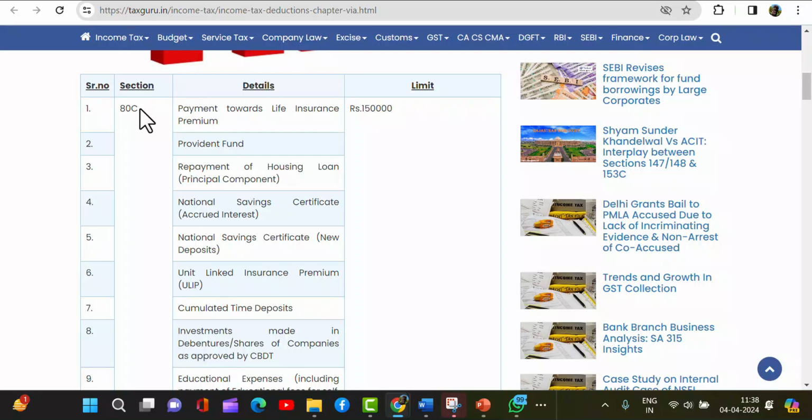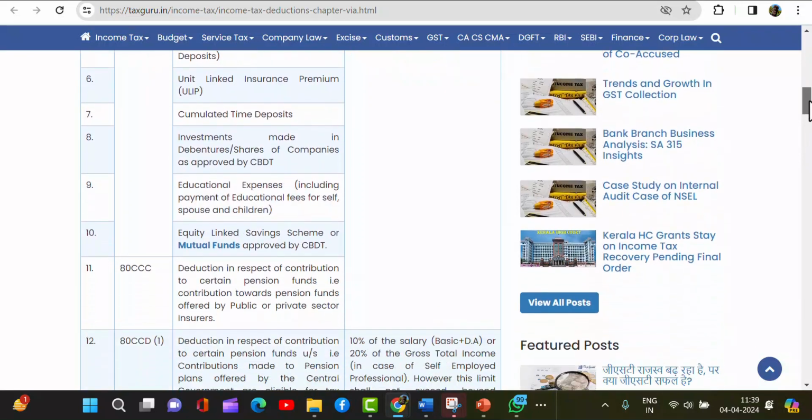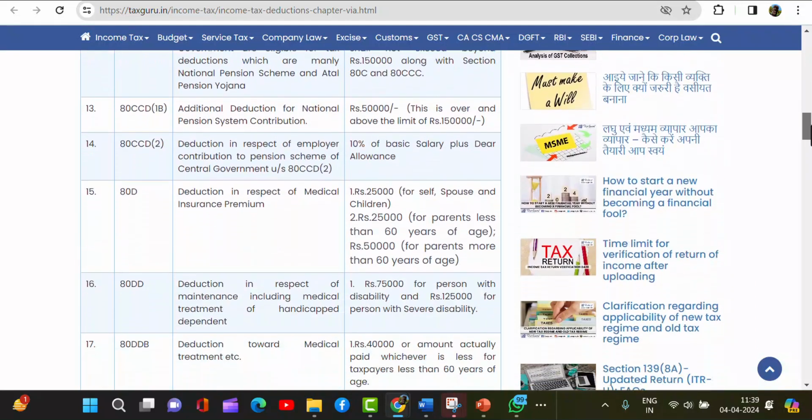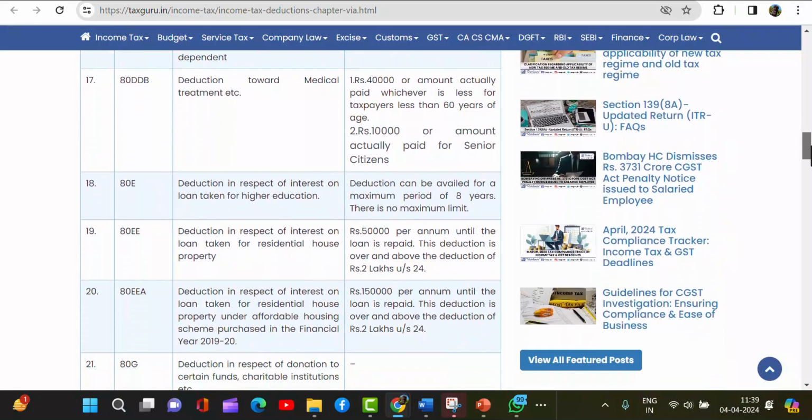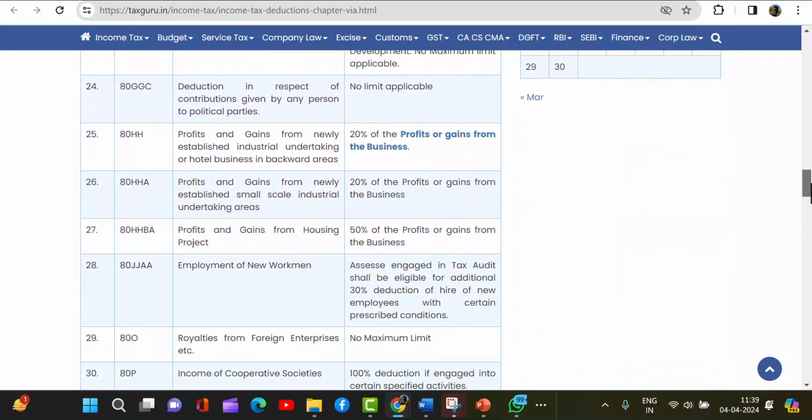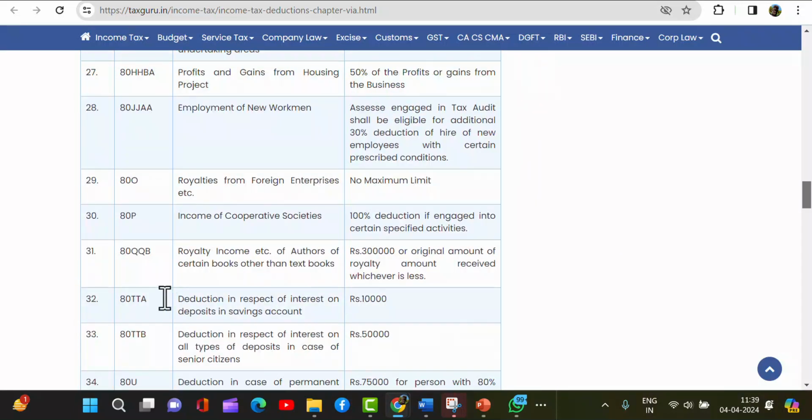Then we have so many exemptions, like 80CCD, 80DDB, and 80TTA is also there at the bottom. Read 80TTA. Deduction in respect of interest on deposits in savings account, rupees 10,000. So there are a lot of exemptions.